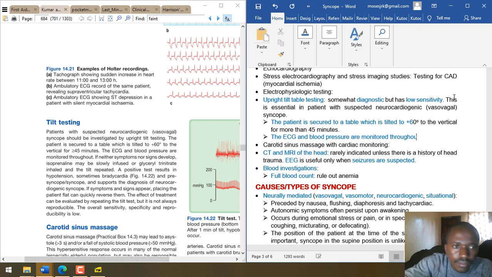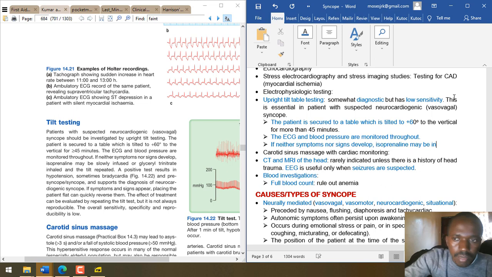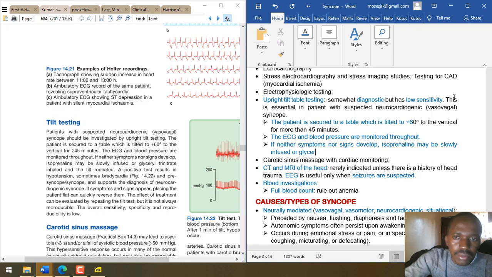If neither symptoms nor signs develop, we can give isoprenaline, slowly infused, or glyceryl trinitrate, inhaled, and the tilt repeated. Okay, that seems easy enough. Repeated.